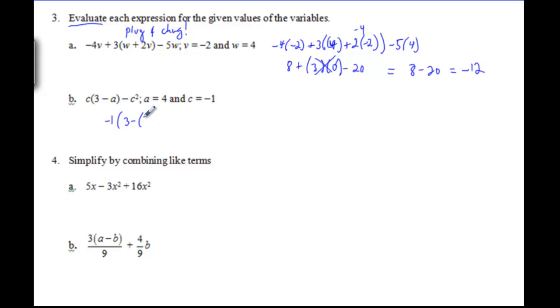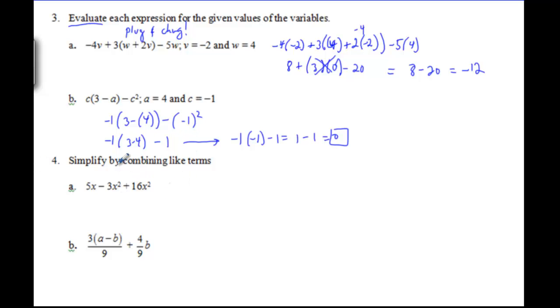For B, we have C is negative 1, so we go negative 1 times the quantity 3 minus the a, which is 4, minus negative 1 squared. If we go inside the grouping symbols, we get negative 1 times 3 minus 4, minus negative 1 squared, which is just 1. So negative 1 times negative 1 is 1. Minus 1 equals 0.